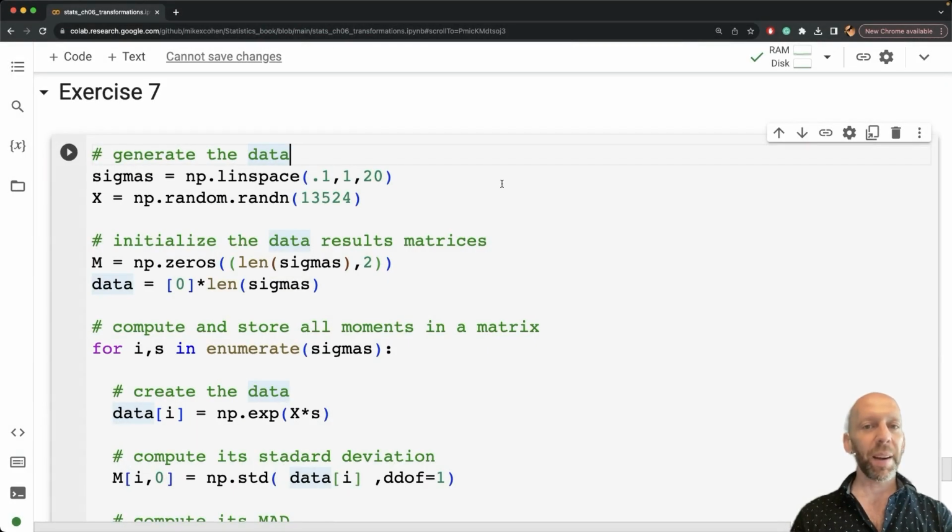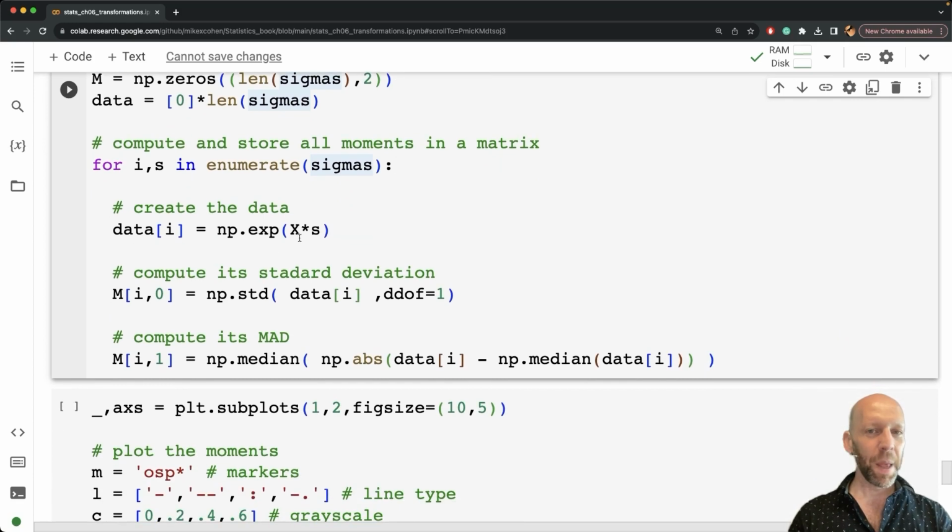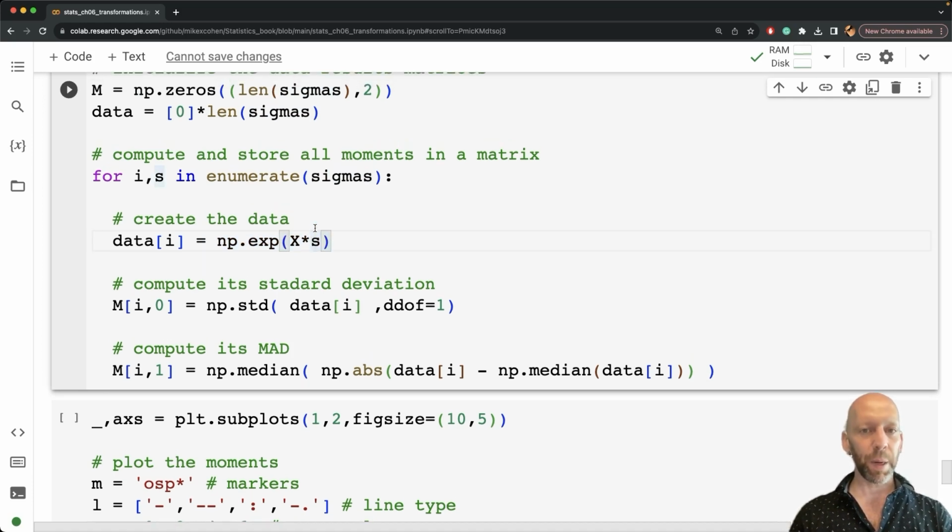As I mentioned, a lot of this code for this exercise is copied from the code for exercise 8 in chapter 4. This is slightly different because in chapter 4 it's 1.2, here it's 1. I don't remember if there's a reason why I did that. I think it's just, once it gets above 1, the scaling just gets too big. Okay, so generate a bunch of random numbers. Here I generate the data as e to the x times s, where s is each value of sigma. Here I compute the standard deviation, and here I compute the median.